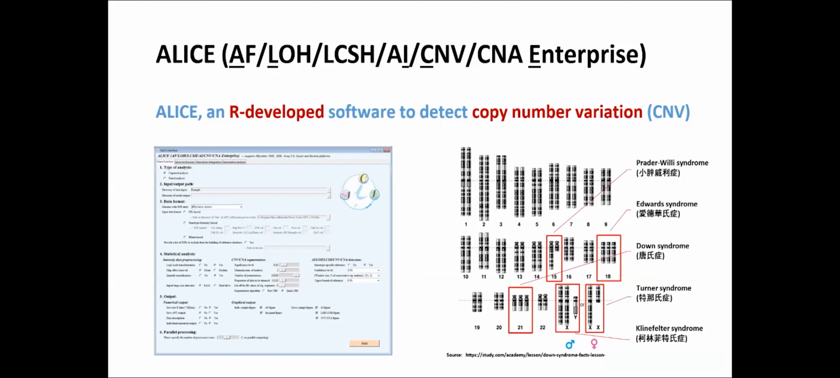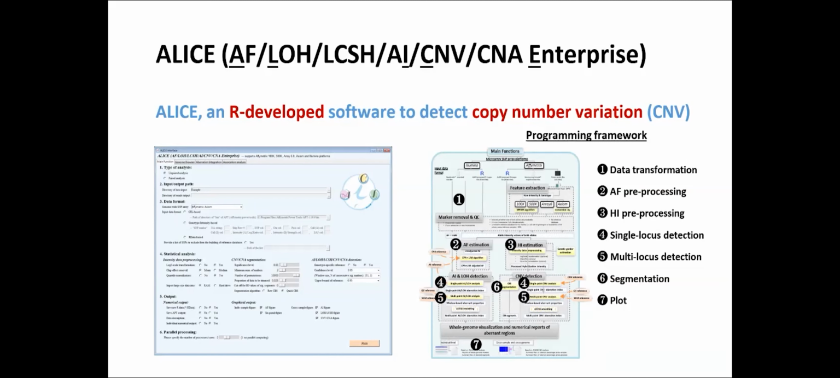And ALICE stands for AF, LOH, SCH, AI, etc. All of those are significant genetic indices. As you can see from the right-hand side, we have developed a programming framework that helps to analyze genetic data with a framework and workflow. It includes data transformation, allele frequency processing, HI preprocessing, single locus and multi-locus detection, segmentation, and plotting. And here we use OpenACC to speed up this whole process.